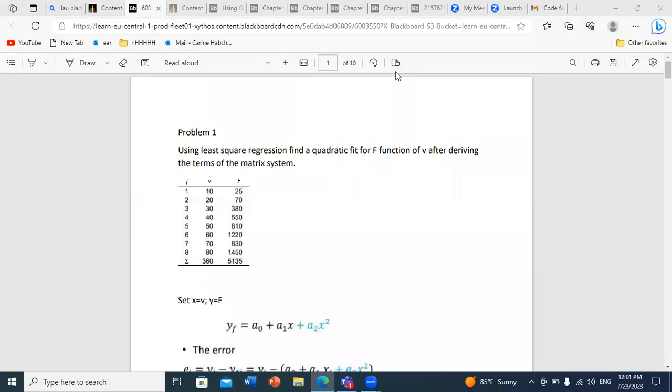Before we start, do you have any question before we start with problems? Okay, I posted for you some sample problems and I will go over them.